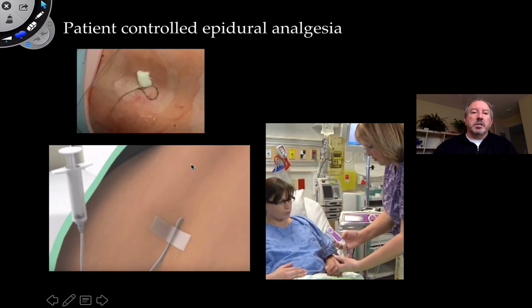And then once everything is secure, the patient is able to control the amount of medication, which is known as patient-controlled epidural analgesia, during the procedure. And so, if during delivery the patient needs more analgesia, they are able to tap on the button. Now, of course, you can't overly control that, but you can add a little bit more if the pain is increasing. So it's pretty helpful during delivery.